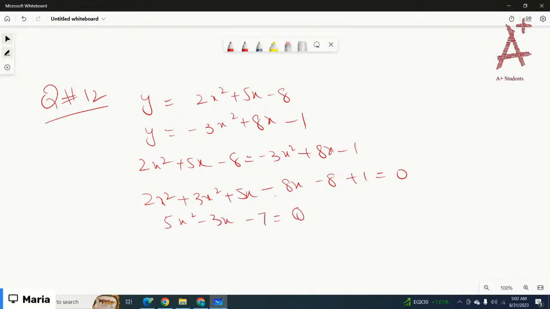Now you can apply the quadratic formula or any method and calculate the value of x, right? Let's just apply the quadratic formula. a equals 5, b equals negative 3, c equals negative 7, right? So x equals negative b plus minus square root of b square minus 4ac, divided by 2a, right?